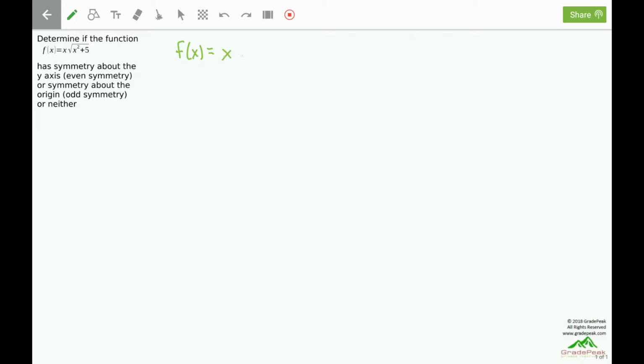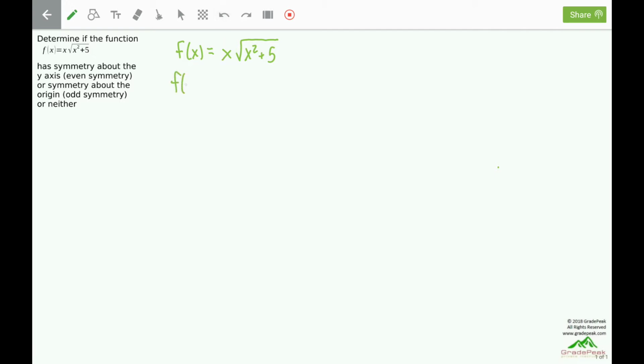f of x equals x times the square root of x squared plus 5 is made up of an odd power term, which has odd symmetry, times the square root of an even power term, which has even symmetry, plus a constant, which always has even symmetry. Inside the square root, even plus even will be even, so the square root is even, times the odd, and odd times even is odd. This is expected to have origin, odd symmetry.